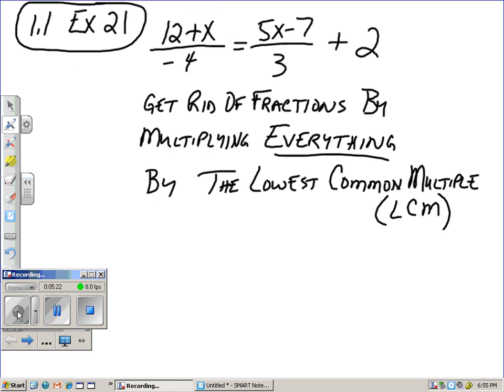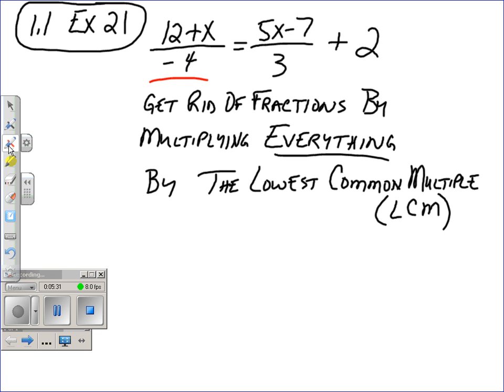Okay, now for an example for problem number 21. We have this nasty thing. It's a fraction, and there's our fraction. It's set equal to another fraction plus a whole number, and that's a mess. We got to figure out what x is. So we have a lot of stuff to do to get that x alone. Most people are scared of fractions, so there's a trick to getting rid of fractions. And to get rid of fractions, the easy way is to multiply everything by the lowest common multiple.